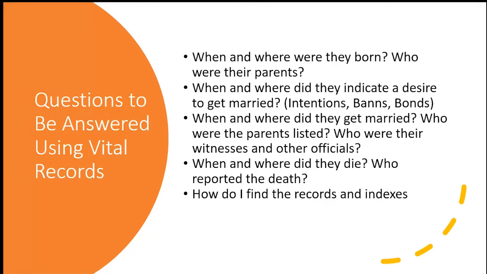I guess one of the key things that we all are interested in is when and where were they born? Who are their parents? When and where do they indicate a desire to get married? Intentions, banns, bonds, what are those terms? When and where did they get married? Who are the parents listed? And who are the witnesses and other officials, depending upon the form? When and where did they die? Who reported the death? Then the last item is, how do I find the records and indexes?